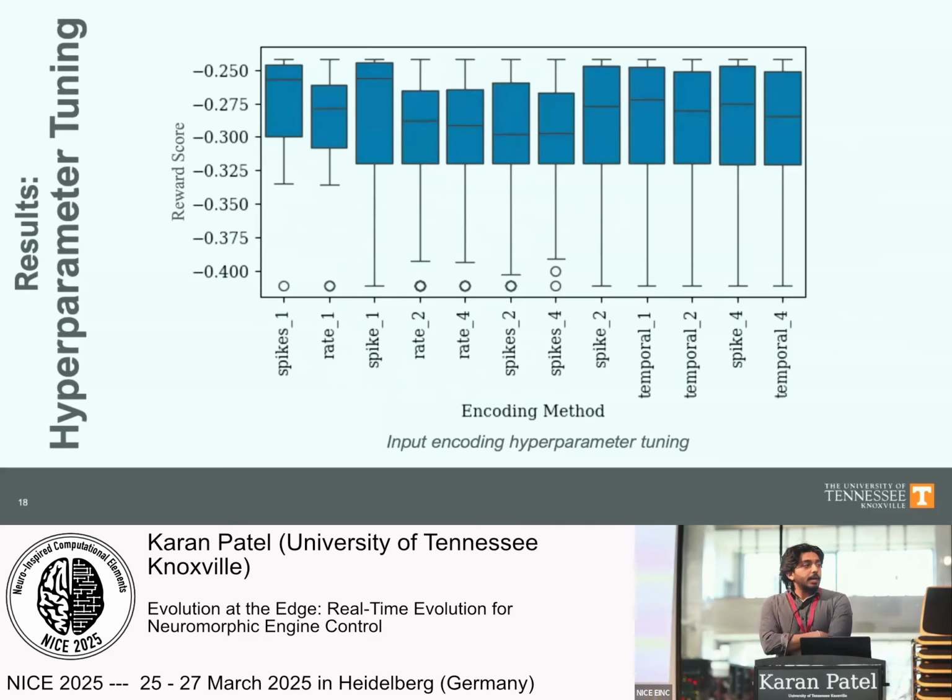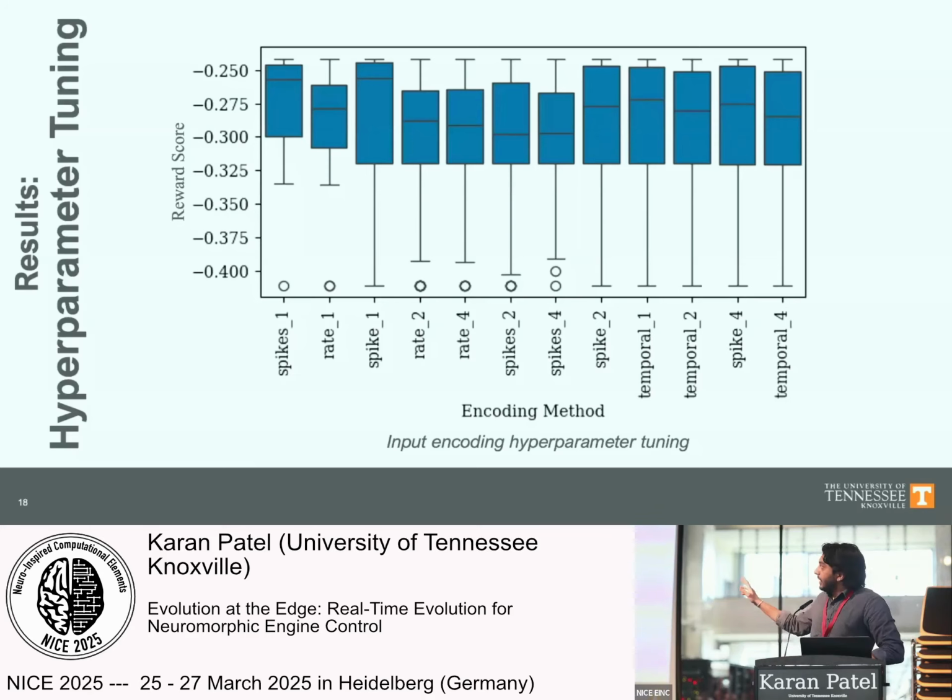We also performed hyperparameter tuning of several different encoding approaches, including multi-spike encoding, rate encoding, and temporal encoding. Multi-spike encoding uses multiple spikes to encode the value. Rate encoding looks at the spike rate to encode the value. And temporal encoding looks at the spike timing to encode the value. Pretty self-explanatory, right? We also explored using 1, 2, or 4 bins for each of these encoding types.